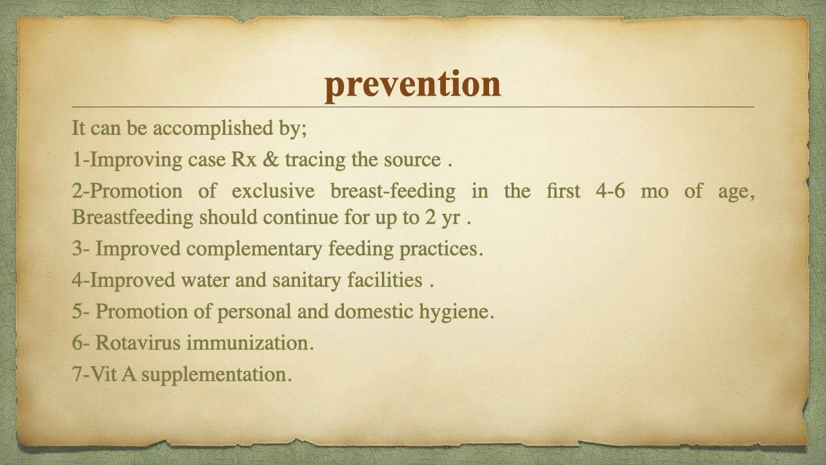Prevention of gastroenteritis. We have multiple measures that can aid in preventing gastroenteritis. For example, improving case treatment and tracing the source. We have to encourage exclusive breastfeeding during the first 4 to 6 months of life with continued breastfeeding up to 2 years of life. We have to improve complementary feeding practices and water and sanitary facilities. In addition to that, we have immunization against rotavirus and should encourage vitamin A supplementation.